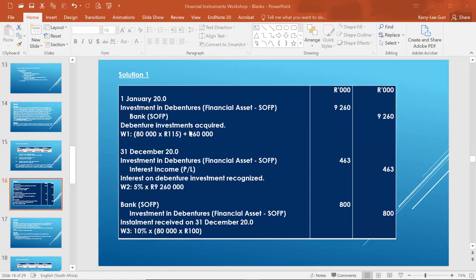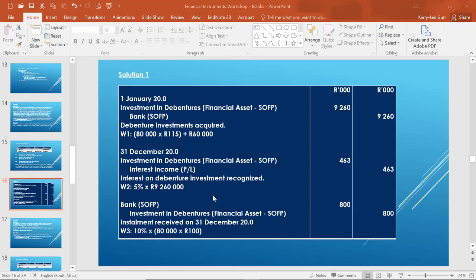And the 60,000, I'm getting a question, where did the 60,000 come from? So that was in our question, we're told the transaction costs. And since we are using the amortized cost measurement model, we have to capitalize the transaction costs to the cost of the financial asset. So we had to add the 60,000.